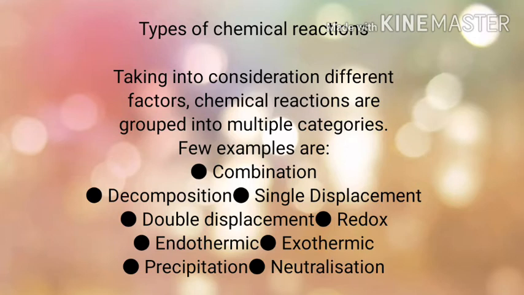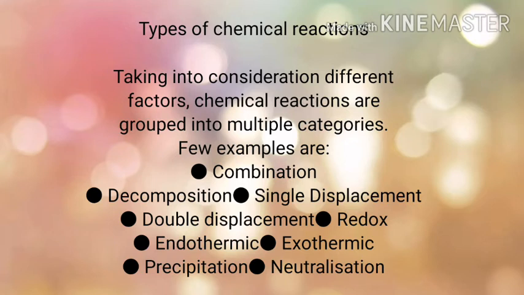A few of them I'll explain. Combination means when two reactants combine and we get a different component; that is called combination. Next, displacement means when there is only a displacement of a particle. For example, H2O when it is converted into vapor, only displacement occurs, that is hydrogen separated and oxygen. Same as double displacement, redox.